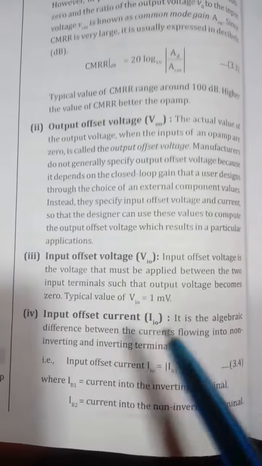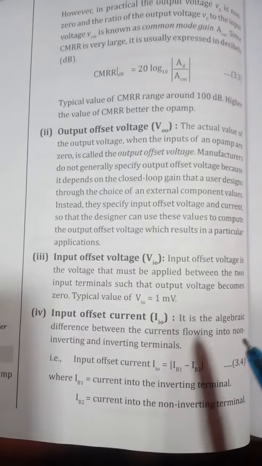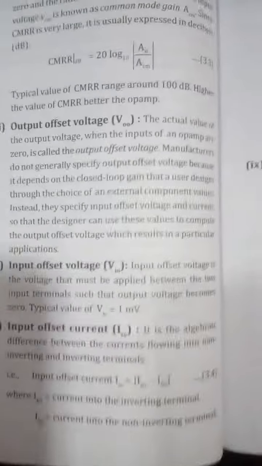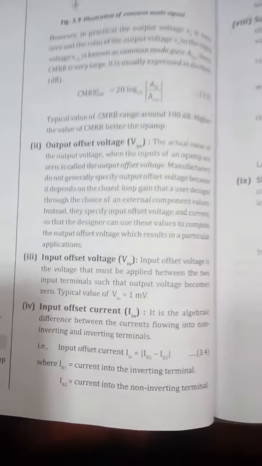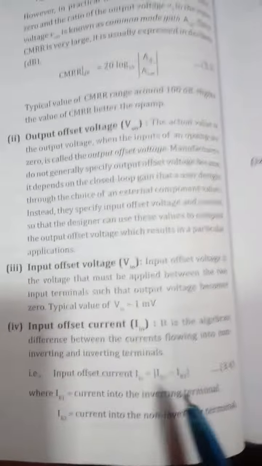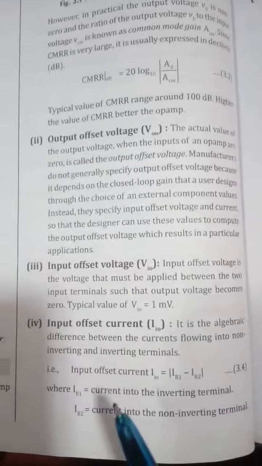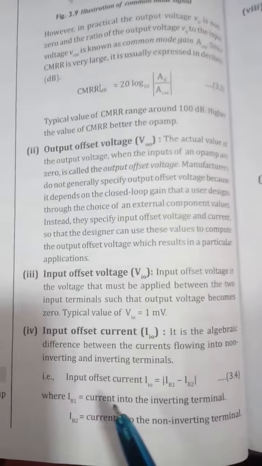Next, input offset current. It is the algebraic difference between the currents flowing into the non-inverting and inverting terminals. The difference is taken; it is subtracted. So input offset current IO is represented as IB1 minus IB2, where IB1 is the current in the inverting terminal and IB2 is the current in the non-inverting terminal. So the difference between both the currents will be the input offset current.